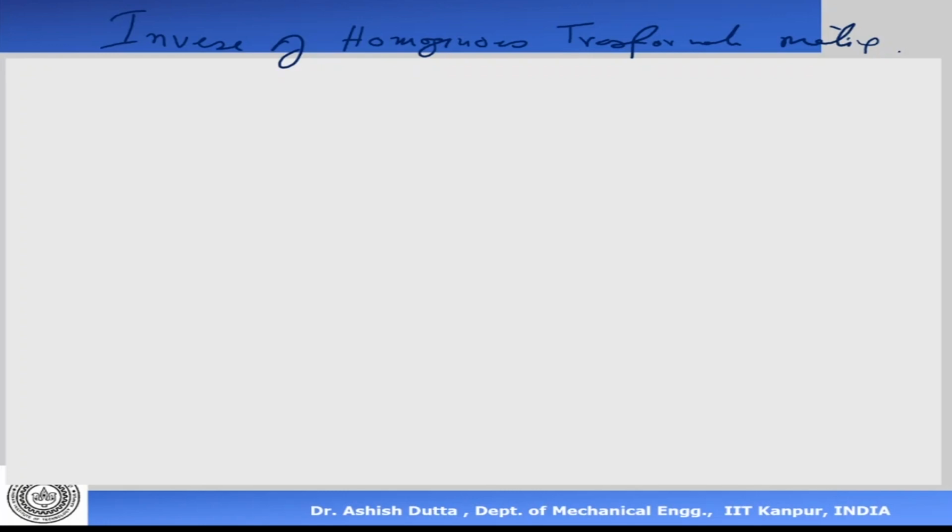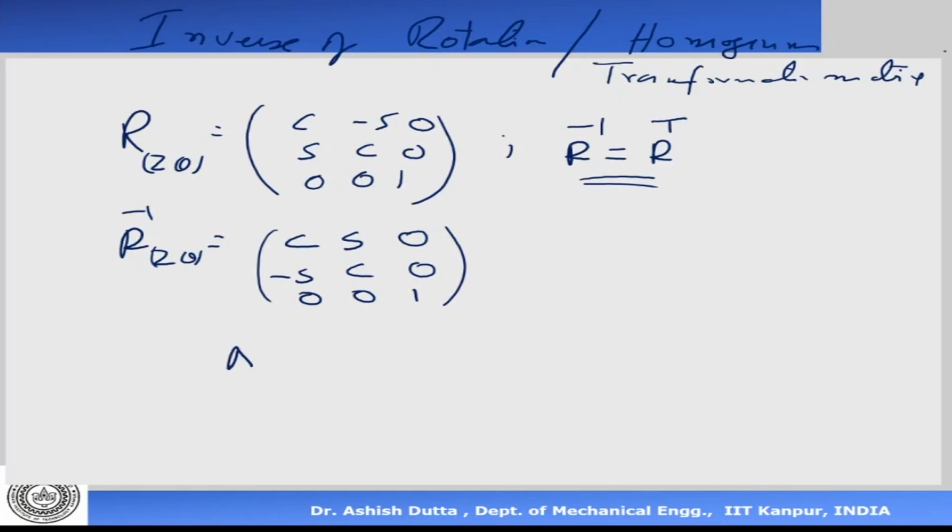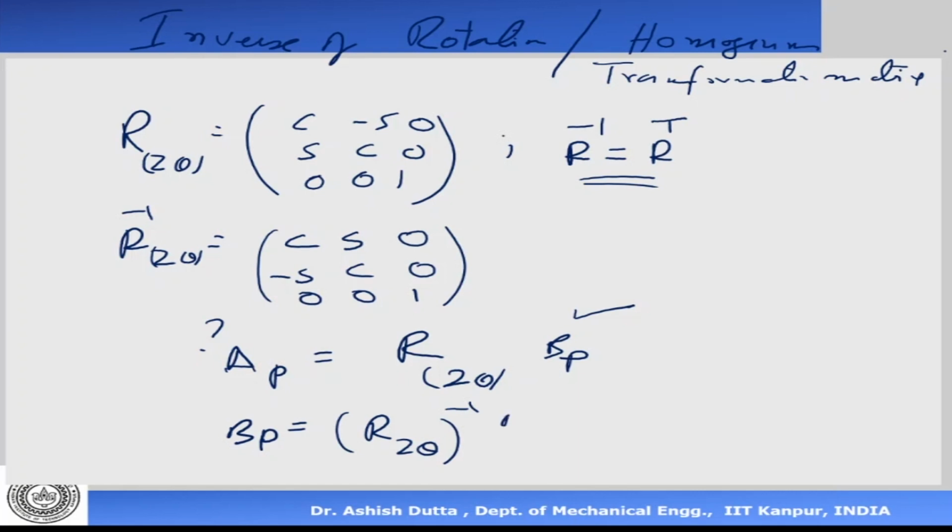Why? Because you may be given BP, the coordinate of a point in a rotated system, and you may need to find AP. You can also be given AP and you may have to find BP. Then you have to go in the other direction. AP is equal to the rotation matrix Rz theta into BP. So I can give you BP and ask you to find AP, or we can give you AP and ask you to find BP. BP is equal to Rz theta inverse into AP. Both sides is fine, right?